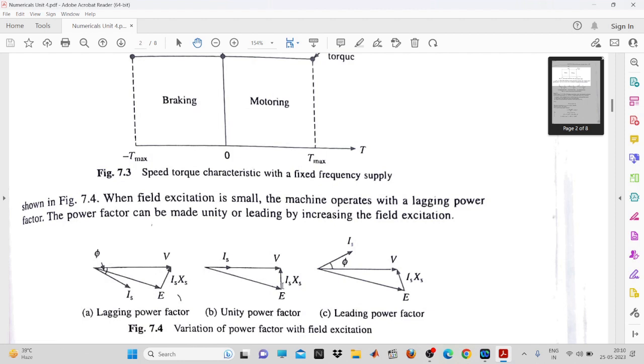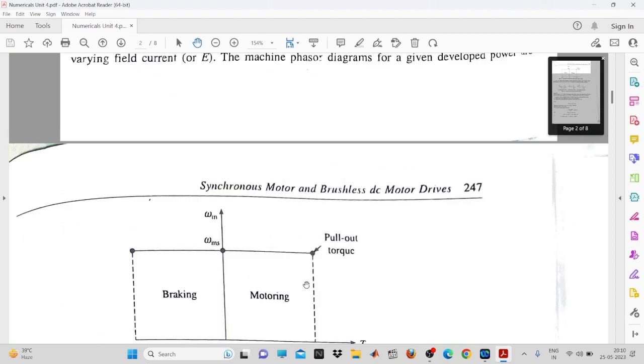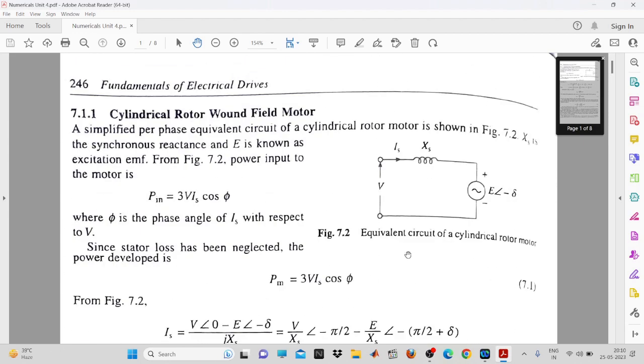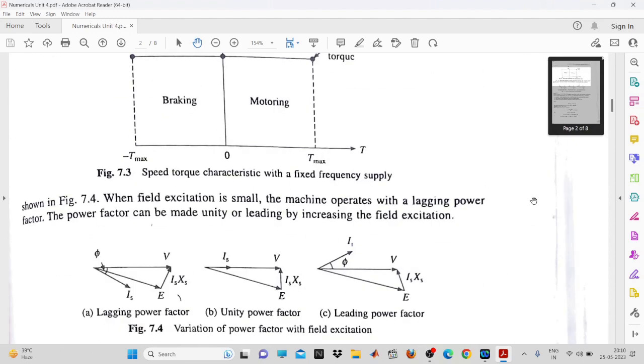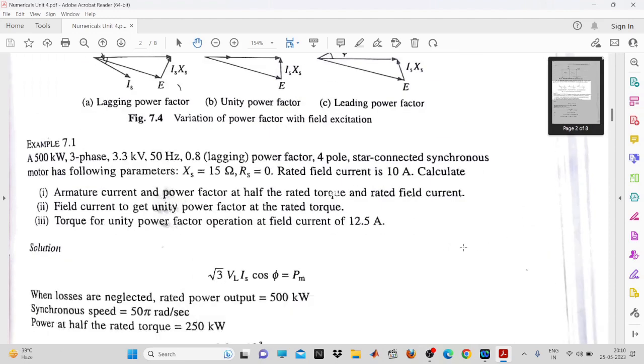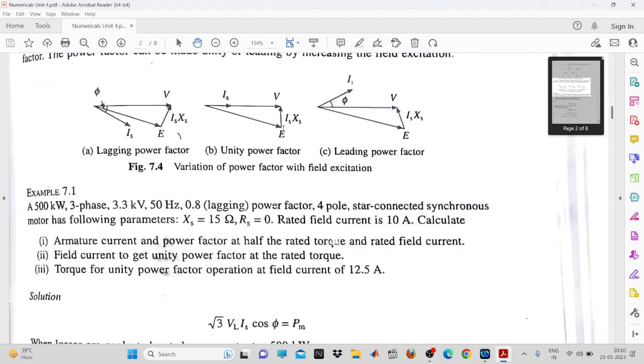After plotting E, what is the next step? That is the reactive drop. From this equivalent circuit, V will be equal to Is into Xs plus E. It means that the addition of E plus Is into Xs will be your V. You will have to keep one thing in mind, that the current is always perpendicular with respect to the Is into Xs drop. So if it is perpendicular, it means what? The V and Is will be in the unity power factor version.